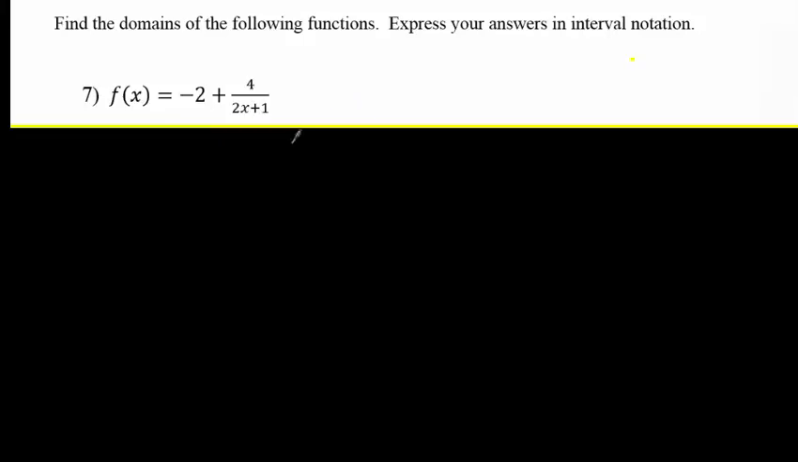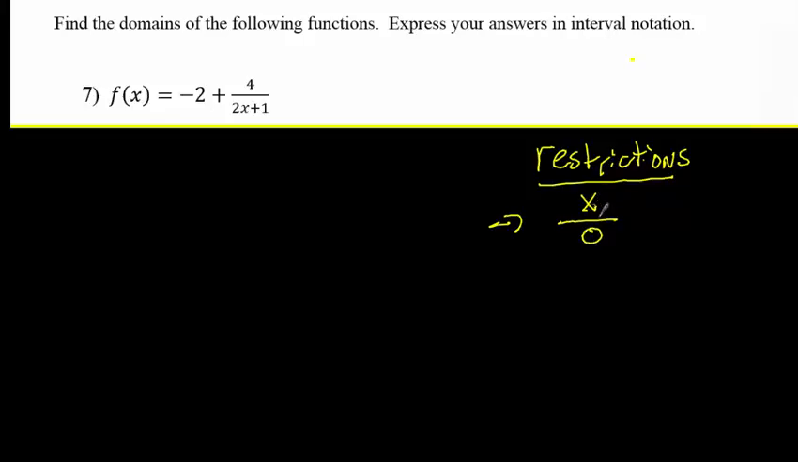Remember, when we're thinking about domains, we're only thinking about what the possible restrictions are. So what things cause restrictions? Because without restrictions, it's just always negative infinity to positive infinity. But we know that there are things that can't happen. So I know that I can't divide by 0. That gives me an error.